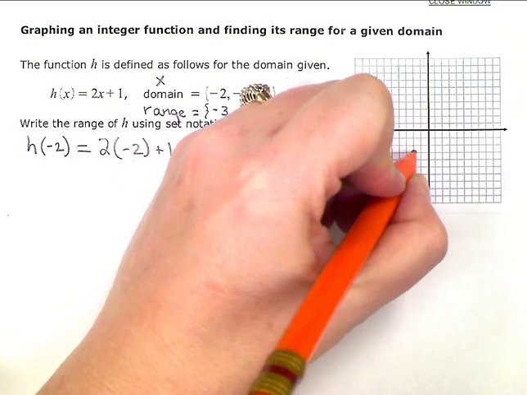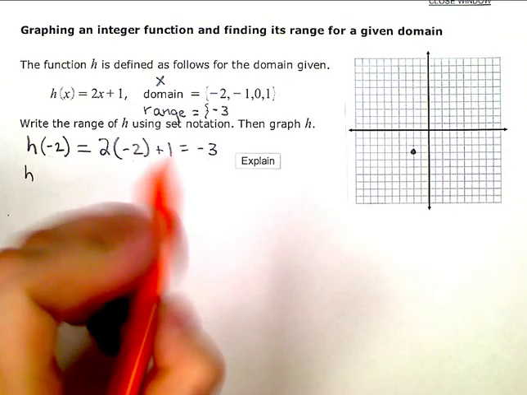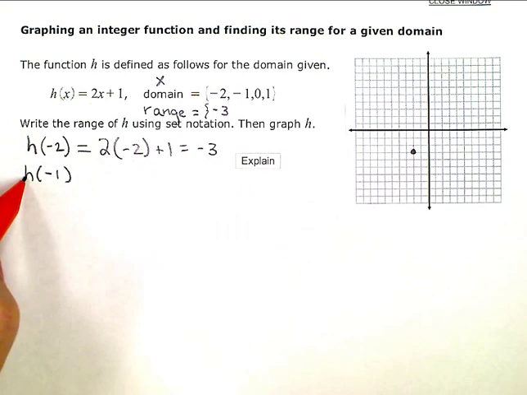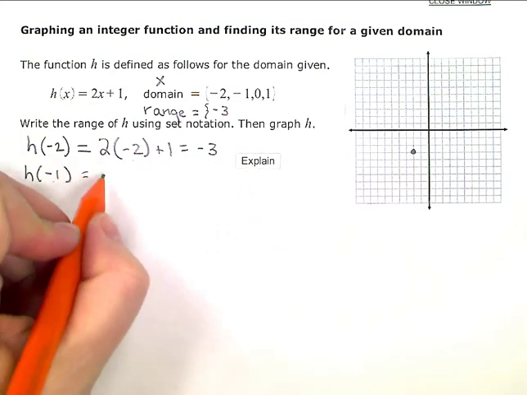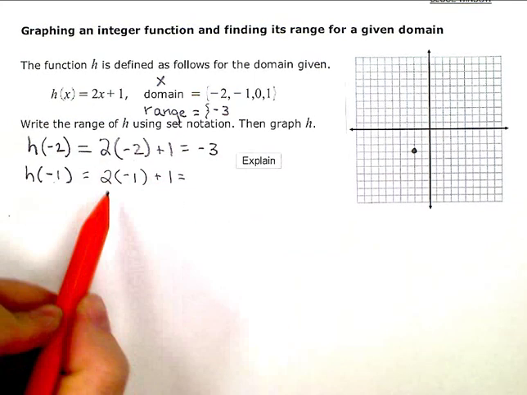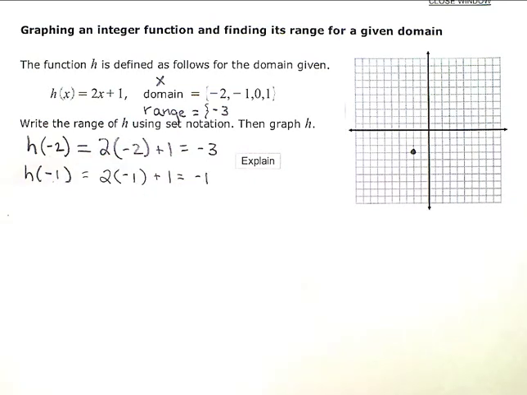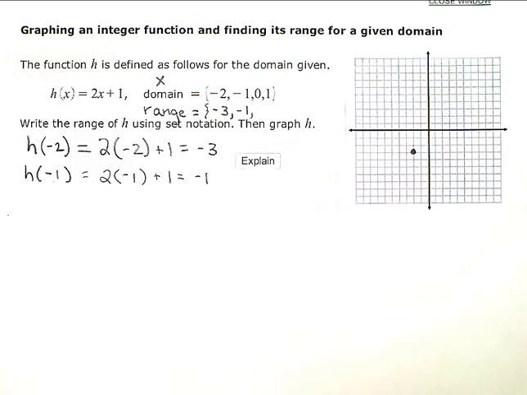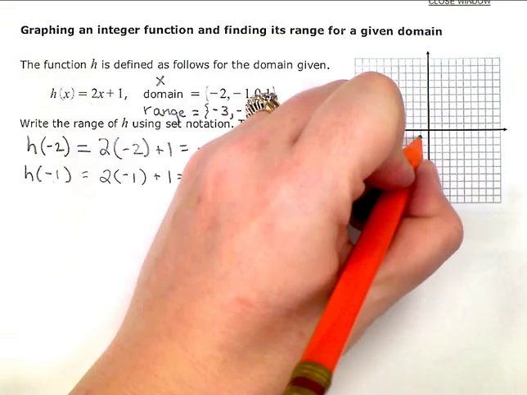right there. All right, next I need to substitute -1 into my function. So I want to evaluate the function for -1. Everywhere there's an x, I'm going to put in -1 as my input. So 2 times -1 is -2, plus 1 is -1, my associated output. So -1 in generates a -1 out. Now I'm going to plot that coordinate pair, -1, -1, right there.